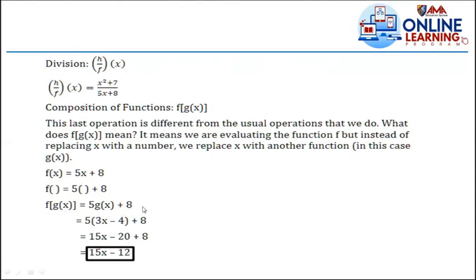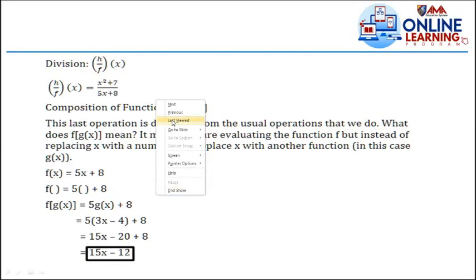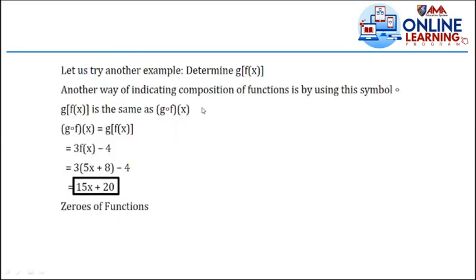5 g of x plus 8. So i-multiply natin ito kung ano yung value nito, no? 5 multiplied by 3x minus 4, plus 8. Okay? So 5 by 3x or 15x, 5 by 4, negative 20, then 8. Collecting like terms, we have 15x minus 12. Okay? So let us try another example.